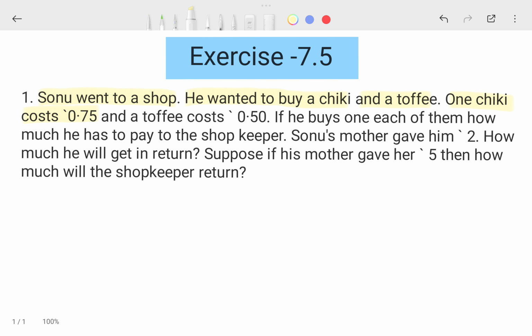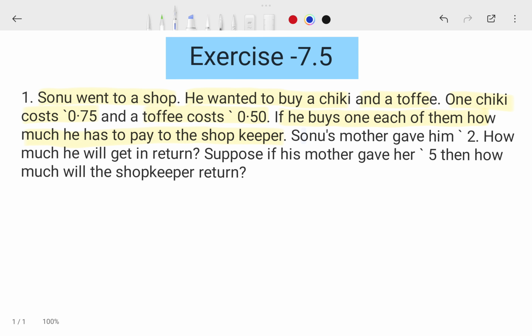So what is the price of the chicky? It is 75. The toffee price is 0.50. If he wants to buy each of them, how much does he have to pay to the shopkeeper? Just do till here only. There are also other questions about Sonu's mother, but we are not going to do those now. We will do them later, but first let's complete this one.